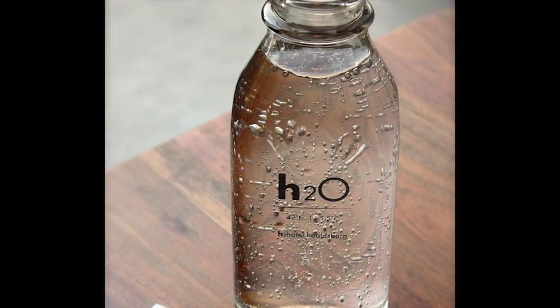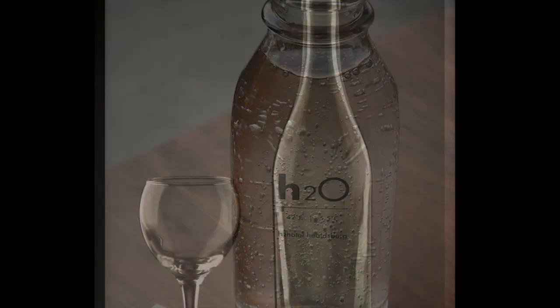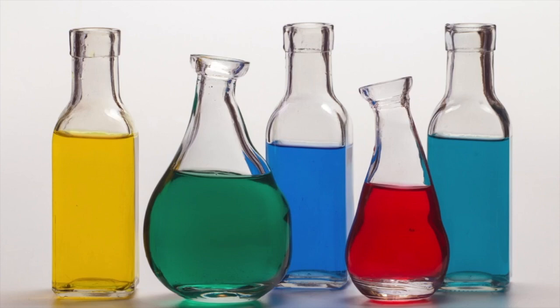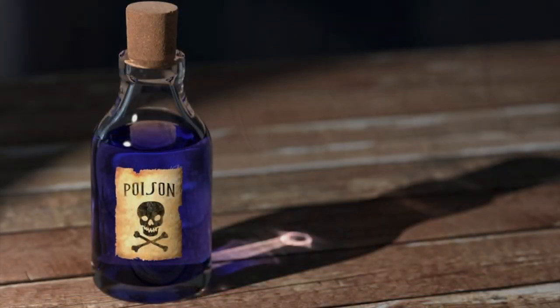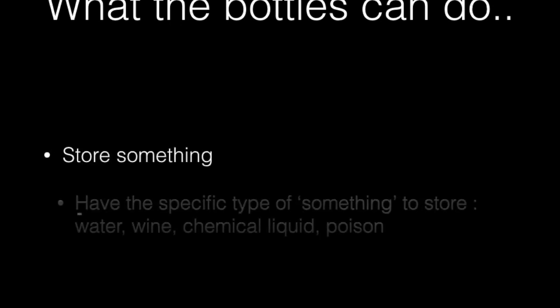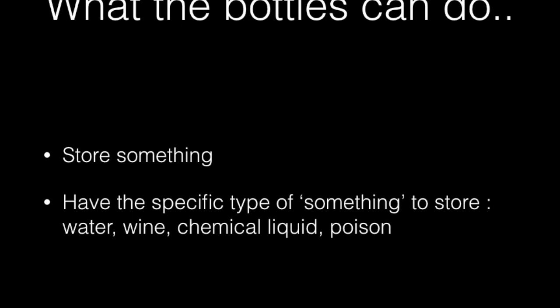Imagine that you have a bottle. You can fill it with water if it's a water bottle, fill with wine if it's a wine bottle, fill with colorful chemical liquid if it's a chemical bottle, or even with a poison if it's a poison bottle. Ouch! So, in essence, what the bottles can do is store something and have the specific type of something to store according to the type of the bottle.